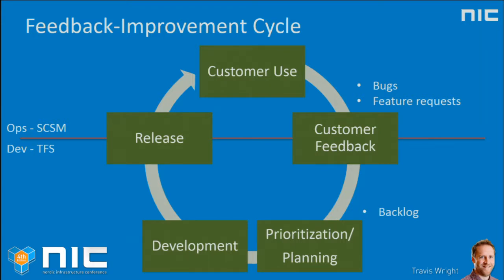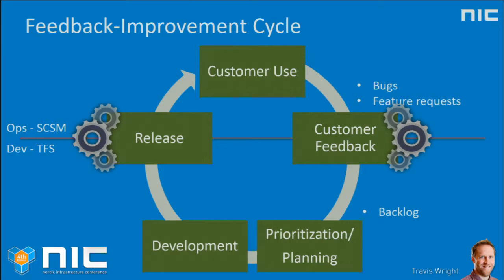And so what I want to talk about today is how we can improve the collaboration between development and operations by using some automation between Service Manager and TFS, and some other automation in general. So we'll talk about how at each of these two phases in the feedback improvement cycle, we can automate some of this and improve that collaboration between development and ops.